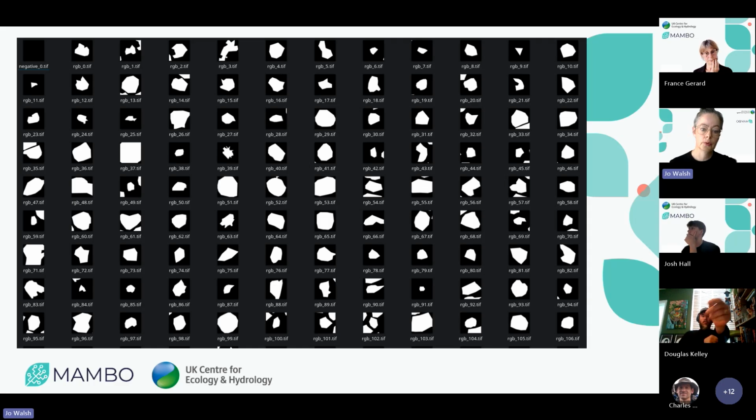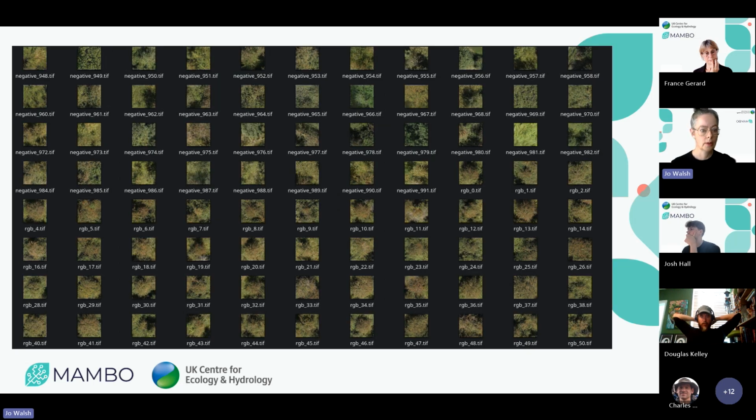So here's an example of the prepared labels that we're using as input into that attention UNet. And then here's a parallel example, they're not exactly like for like, of each tiny patch, each image patch that we're giving to the model.